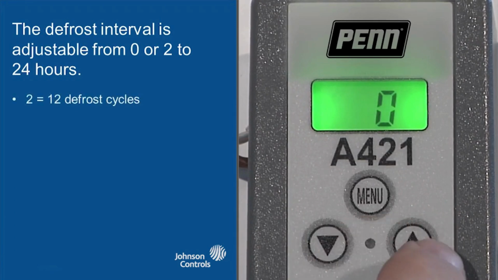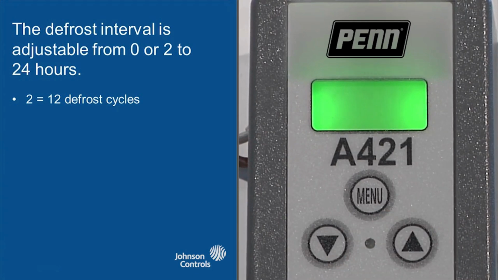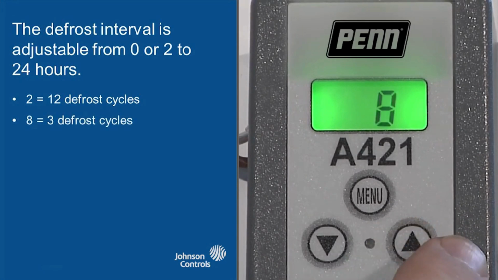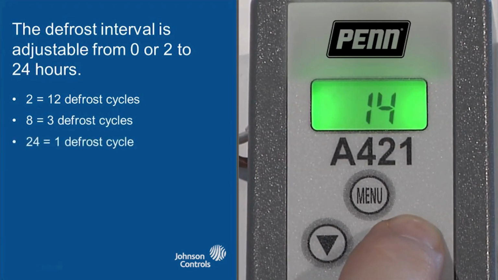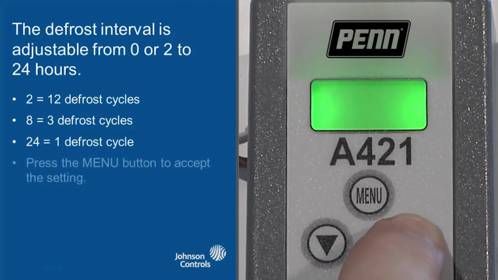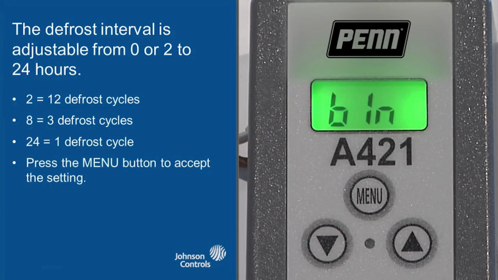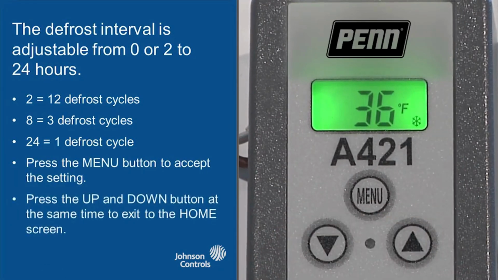If 2 is selected, the control will have 12 defrost cycles in a day. If 8 is selected, the control will have 3 defrost cycles. If 24 is chosen, only 1 will occur per day. Press the menu button to accept the setting. Press the up and down button at the same time to exit to the home screen. There is also an option to select 0 or no defrosts per day.